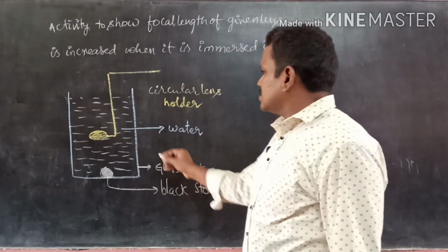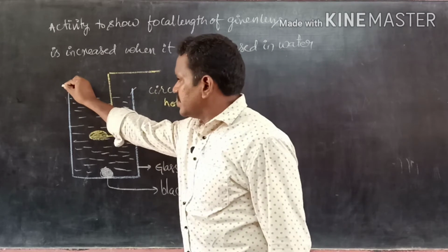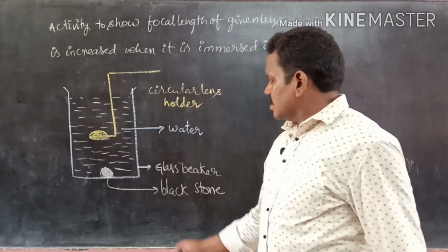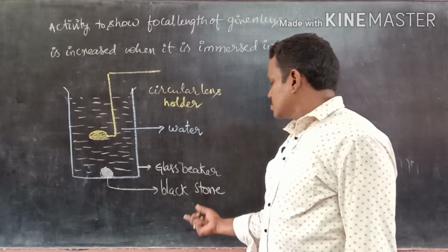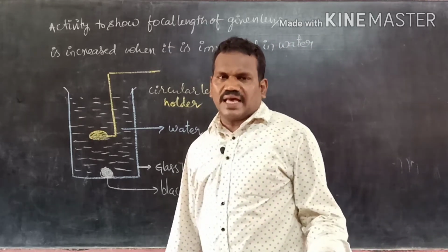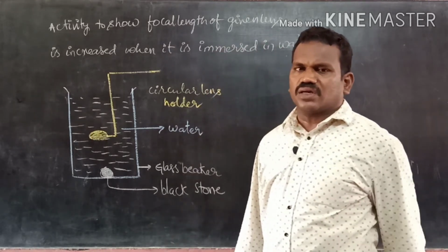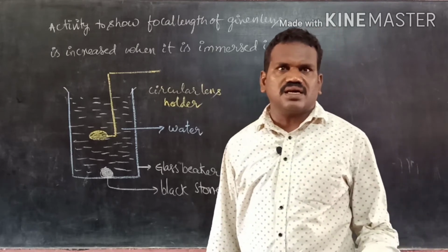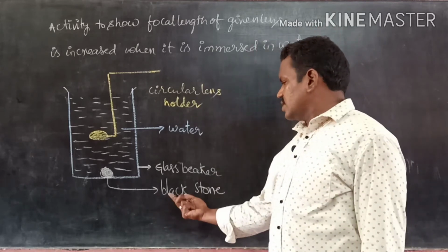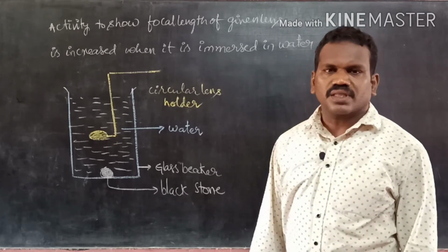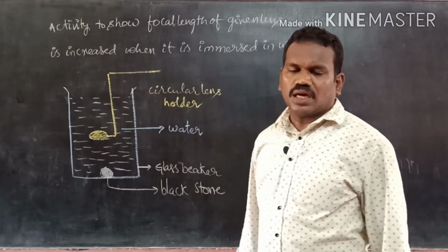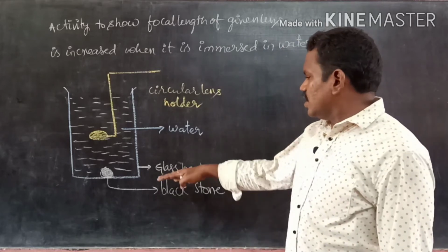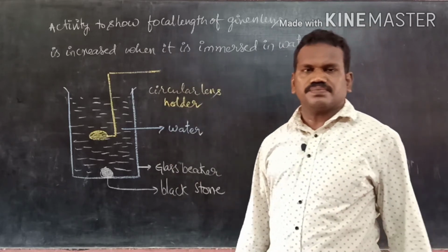There is a glass beaker, a large glass beaker. At the bottom of the large glass beaker, we should place a black stone. Whenever the black stone is under water, we can see it in a very clear manner. So for that we are taking a black stone. Then pour the water up to the brim of the large glass beaker.